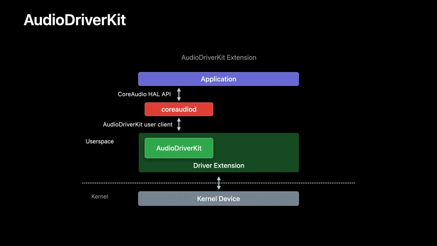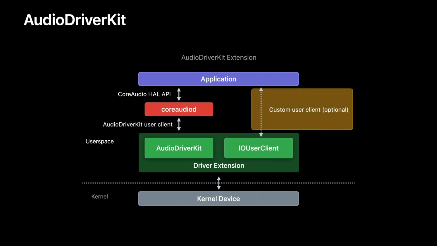The diagram shows how the HAL communicates with driver extensions using the AudioDriverKit framework. The AudioDriverKit framework will create a private user client that will be used for all the communication between Core Audio and your audio DEXT. This user client is not intended to be used directly and is not exposed to your DEXT. Notice that there is no plugin or custom user client required to communicate between your app and DEXT. Optionally, your app can open a custom user client to communicate with your DEXT directly if needed.